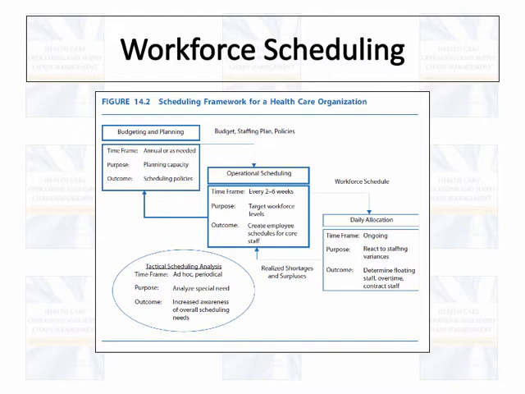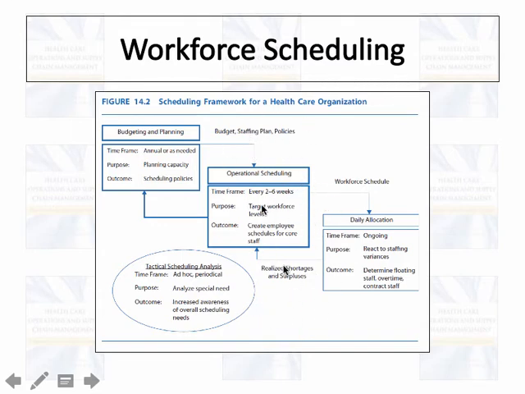The time frame for budgeting and planning is usually annual or as needed. The purpose is to find out the capacity, those buildings and also resources you're going to have, and the outcome is scheduling policies. So the scheduling policies are the outcome of the budget. We say that we are a regional healthcare sector, and the policies of the scheduling are as such. And then it gives budget, staffing, plans, and policies to the operational scheduling.